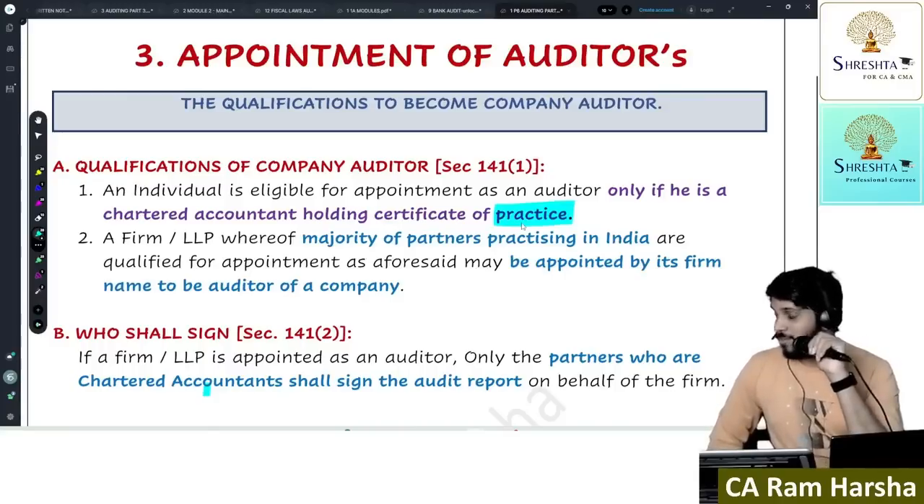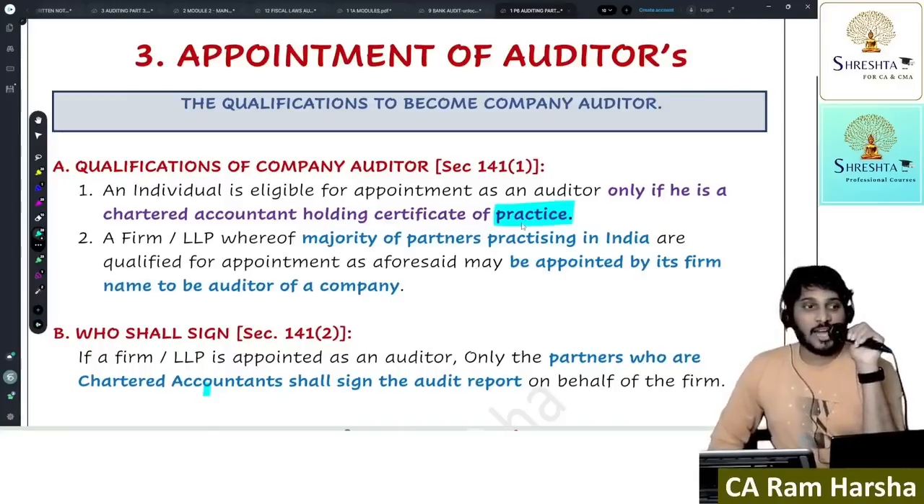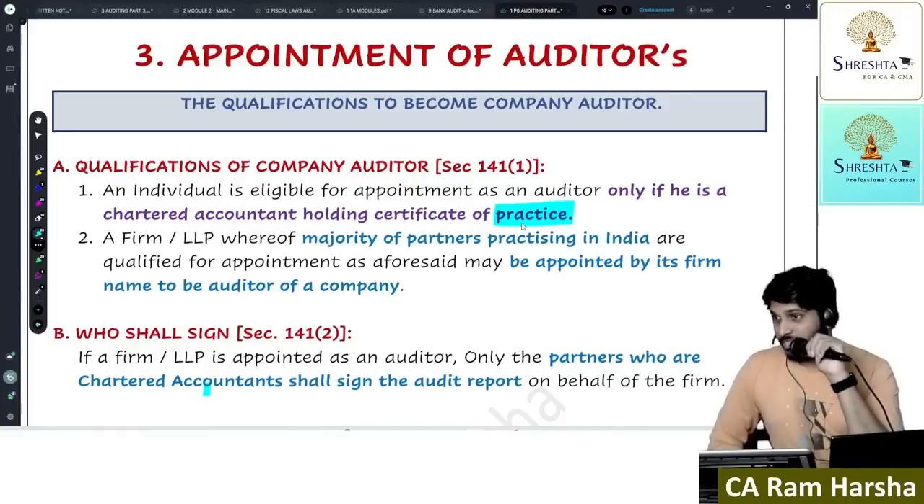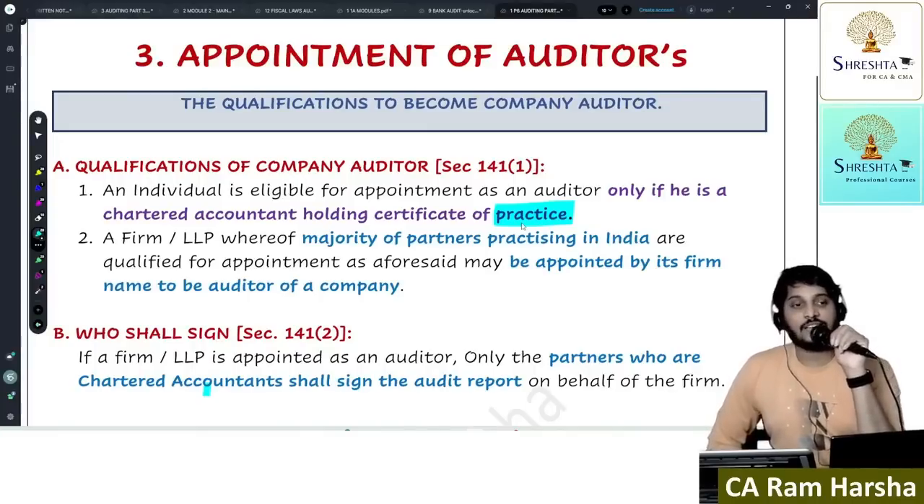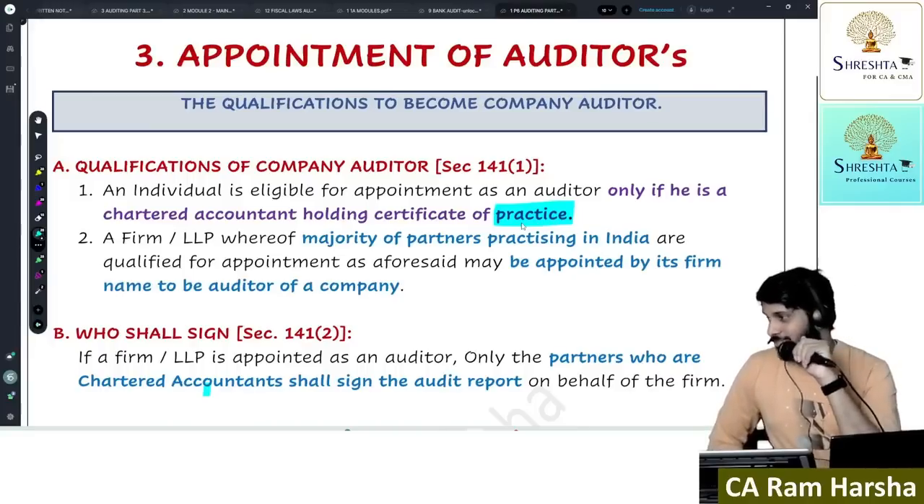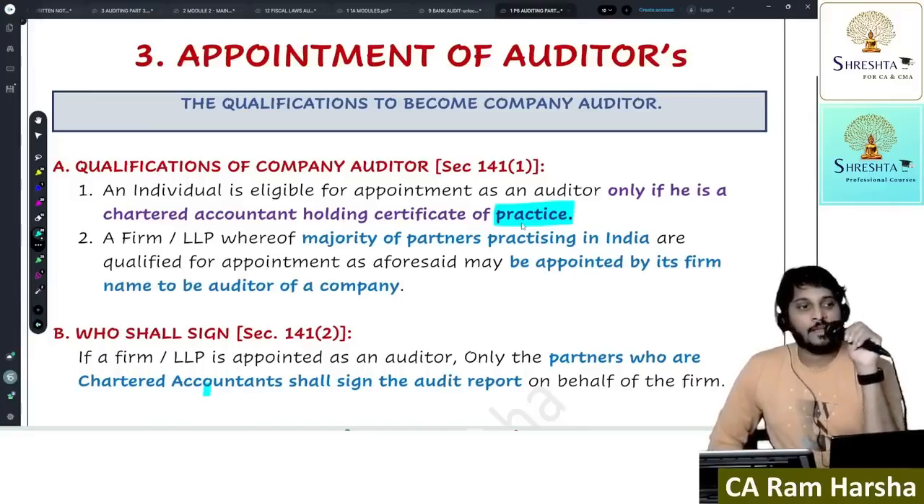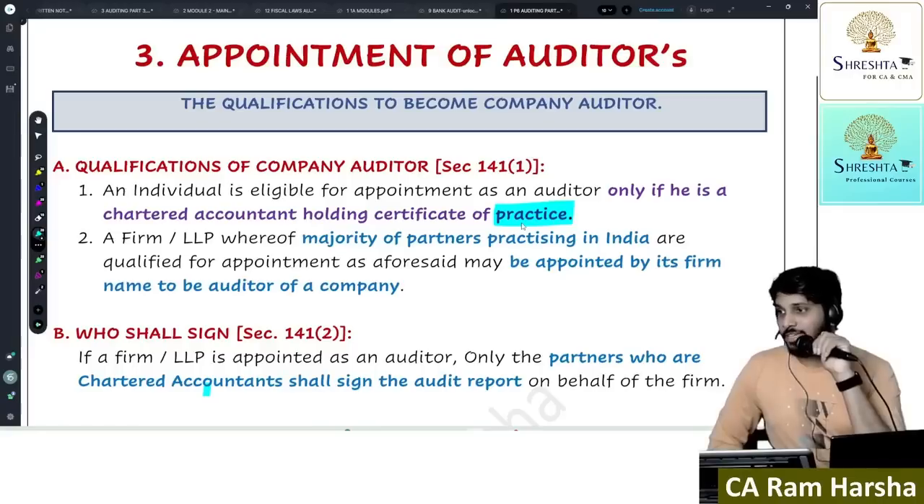You can claim yourself as a chartered accountant. Chartered accountant is different, CA is different. All this that you are thinking is just an abbreviation. No, CA is a qualification. Chartered accountant is a designation. Section 7 of the CA Act says the words chartered accountant can be used only by those who are having COP.